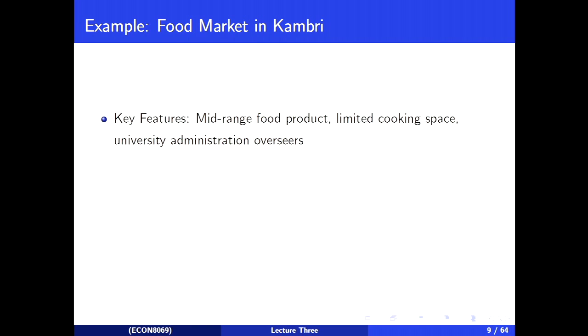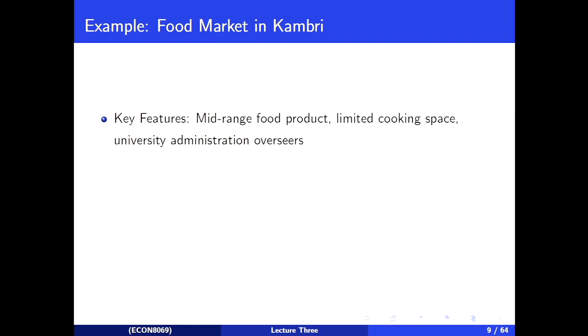Similar examples to last time, we can talk about the food market in Canberra. I want to focus on markets rather than firms this time, but it's much the same. So the food market in Canberra, again we're talking about mid-range food products. These places have relatively limited cooking space. Now, when we're thinking about supply, the key features we're worried about are quite different. We're not thinking about how good the product is, or how much people like it or how many people like it. We're thinking about how much the product costs to produce and how difficult it is to produce. Supply is a question of cost, not of benefit in any sense.